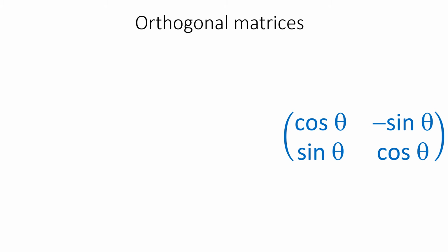Now, I thought I'd make a few general comments about the matrices we've been looking at so far, and how they are in general so-called orthogonal matrices. And in fact, we've got a general case in front of us there, the 2x2 matrix that we see for rotation by an angle theta anticlockwise in the xy plane.